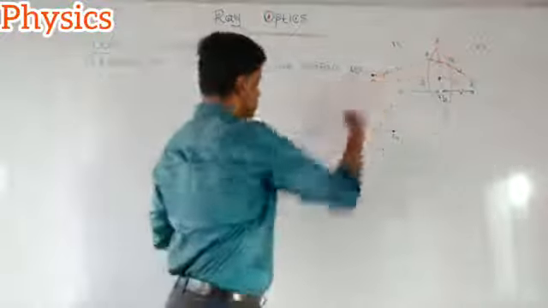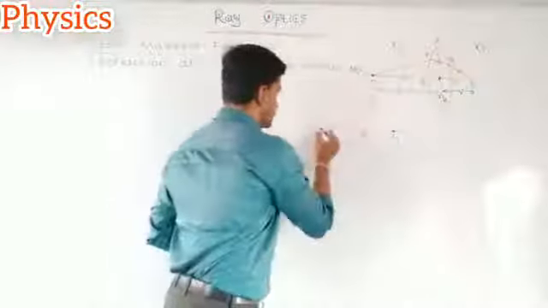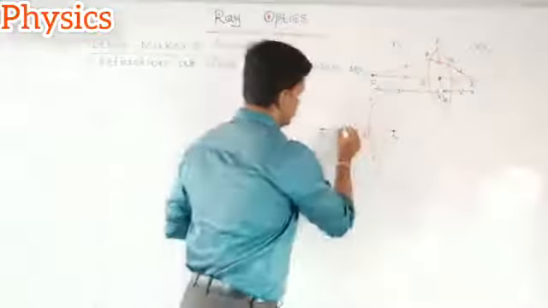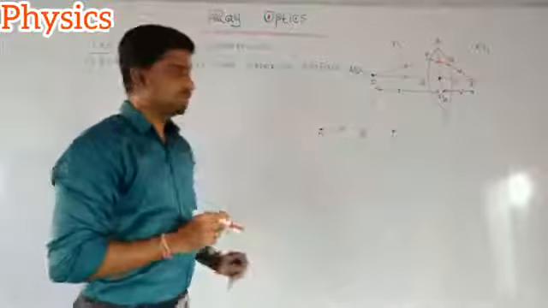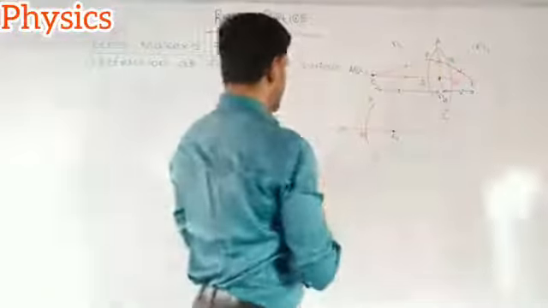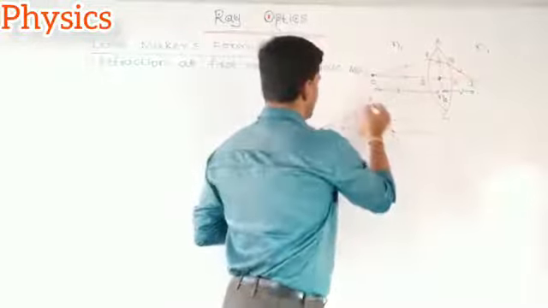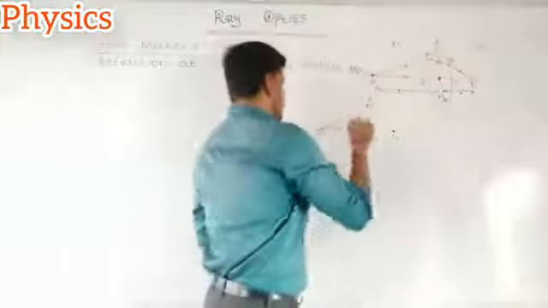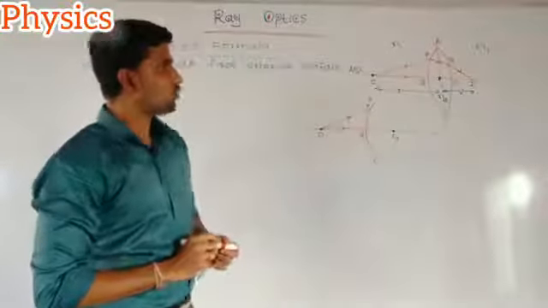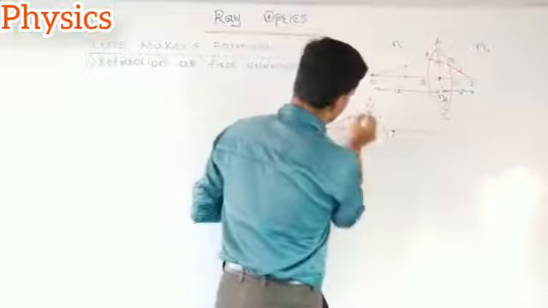Now I am taking the same object, only I am splitting the spherical surfaces here. Here is the object O. Now I am sending a first ray of light normally, and that one will pass straight without any bending, because the angle of incidence is equal to 0. Now I am taking a second ray of light like this. It will hit some point P on the spherical surface ABC. Now I am going to draw a normal to get the angle of incidence and angle of refraction. So this is the normal I am drawing.